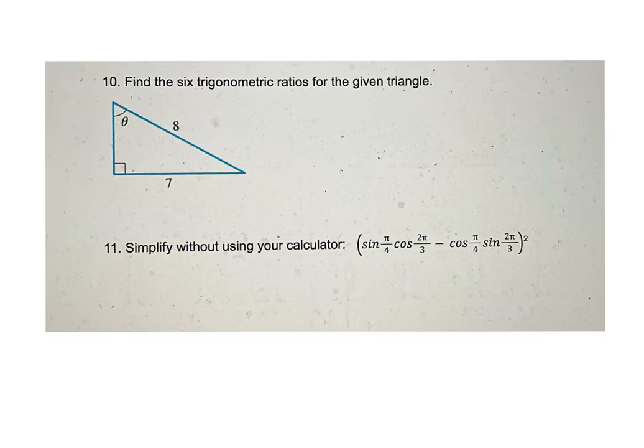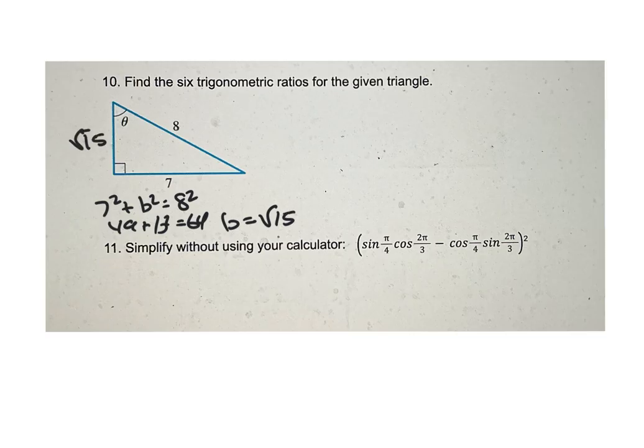Number 10, find the 6 trig ratios for the triangle. You can't do that without finding the third side first. So, I got 7 squared plus b squared equals 8 squared. That's 49 plus b squared is 64. I'm just going to do some quick work in my head. That's going to be b squared is 15. So b is square root of 15 right there. Okay, so here we go.